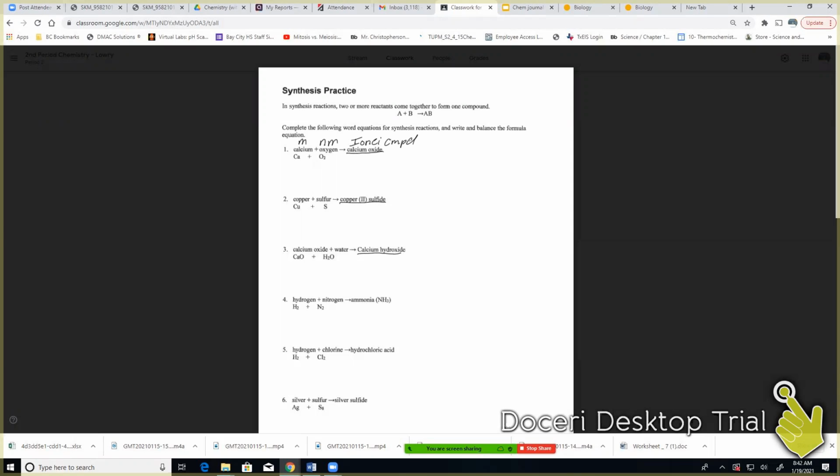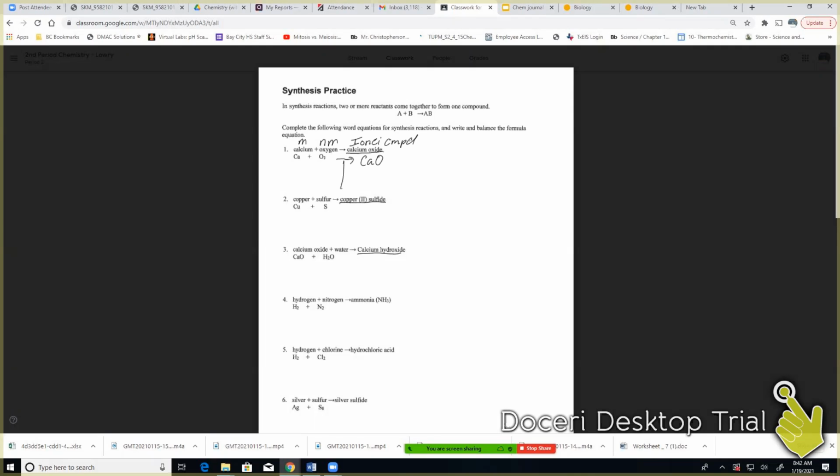So calcium plus oxygen comes together to form calcium oxide. That happens to be the very first one on your product list. Calcium's a +2, oxide's a -2, so we don't have to do any subscripts. The last thing that we would need to do would be to balance it.